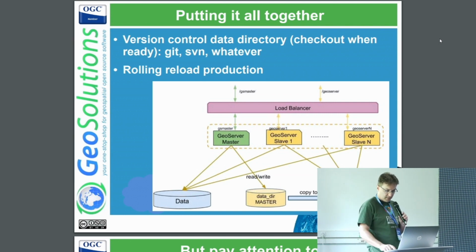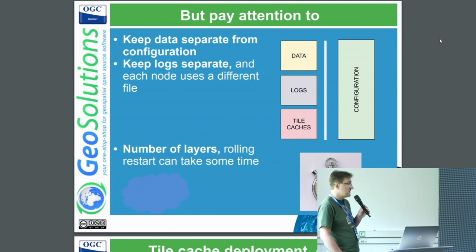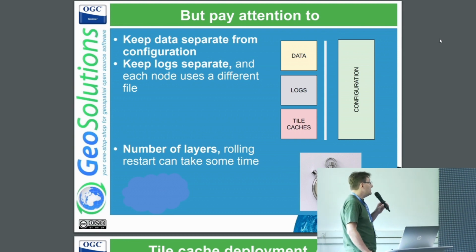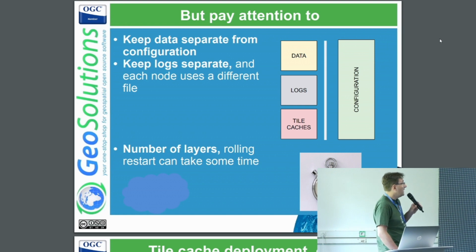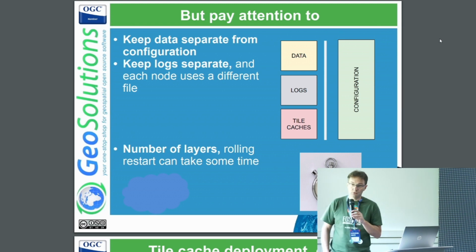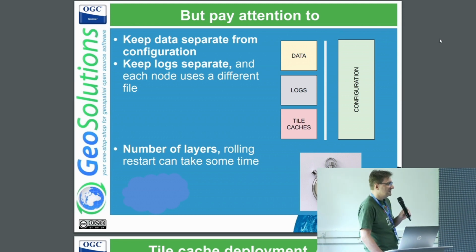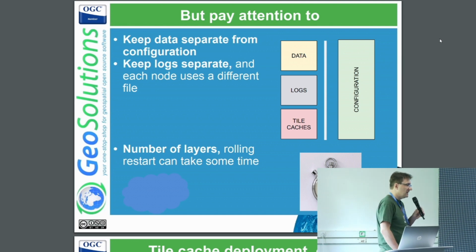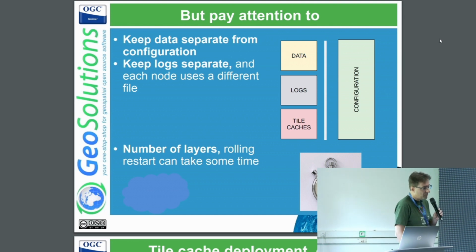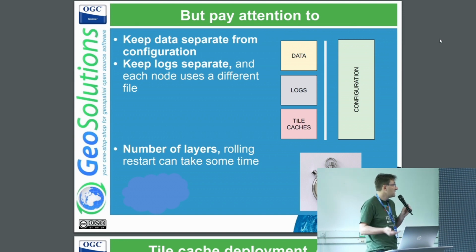There are a few things you have to pay attention to when you are setting up a cluster of this kind. You have to keep data separate from configuration, and we are partially to blame because the configuration directory of GeoServer is called the data directory. And people often get confused and think that they need to stick the data into the data directory. Actually, no, for a proper production environment, you keep only whatever is static in the data directory, and you keep out of it data, logs, and tile caches.